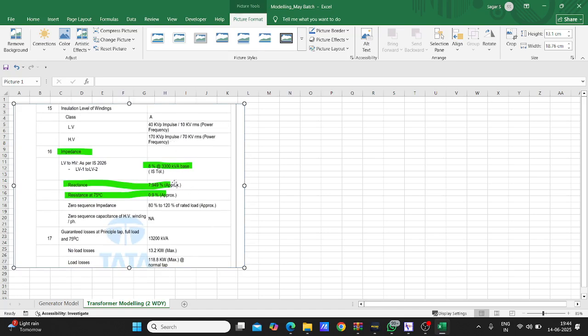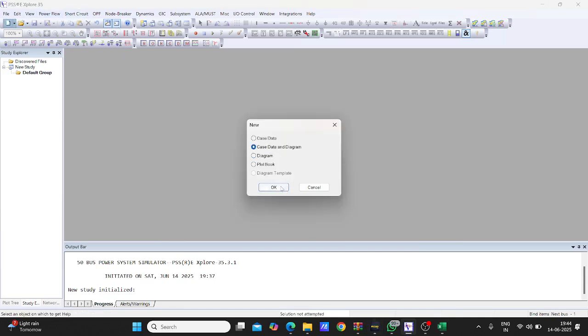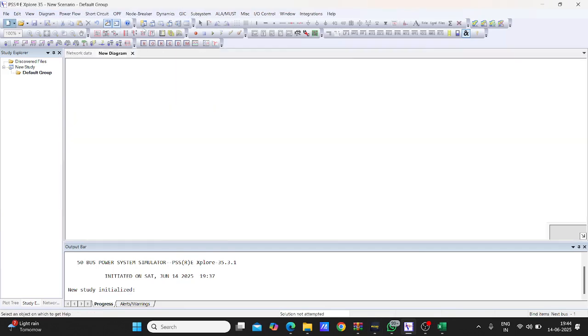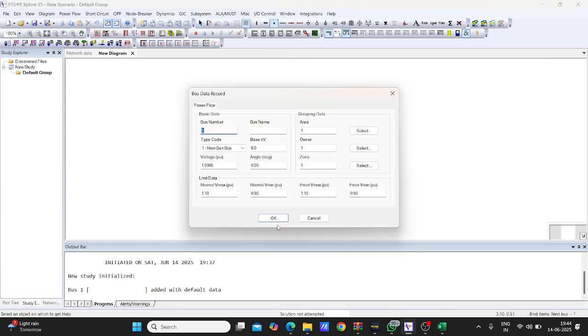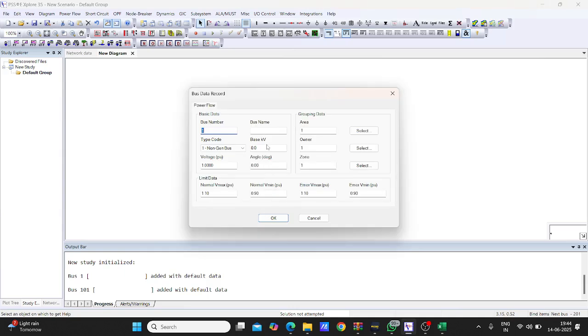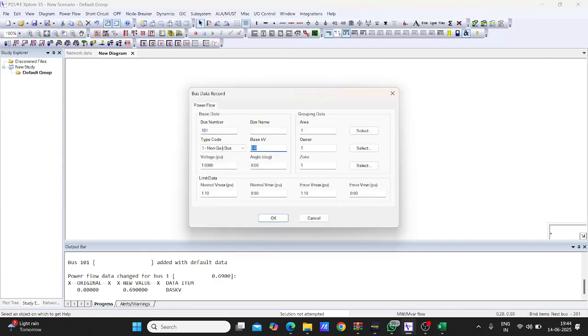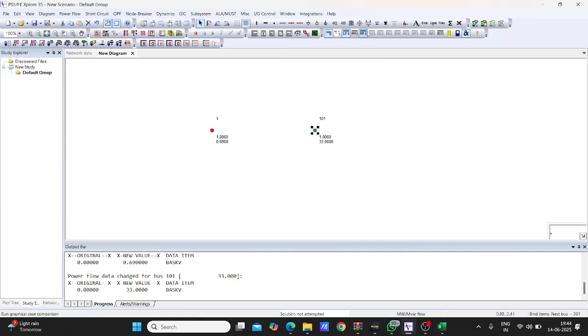Here I'm taking one transformer, and that transformer data sheet I took here. After that, I wanted to take a transformer in PSSE as well, and how it is going to be used there. I can take one node, and I can take another node. Let us consider we should be on 33. I'm just concentrating on only this transformer modeling.